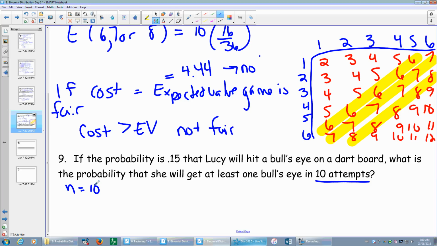Say that again for me, Ben. It's at least one. Yeah. Well, yes. Okay, so tell me what else I know. David, what is my p value going to be? Good. What is my q value?